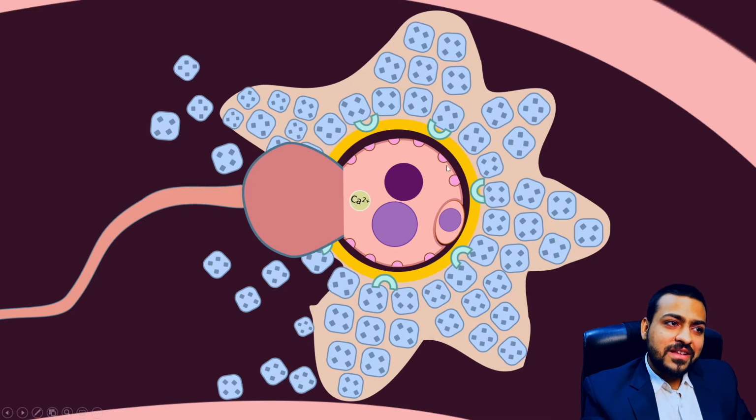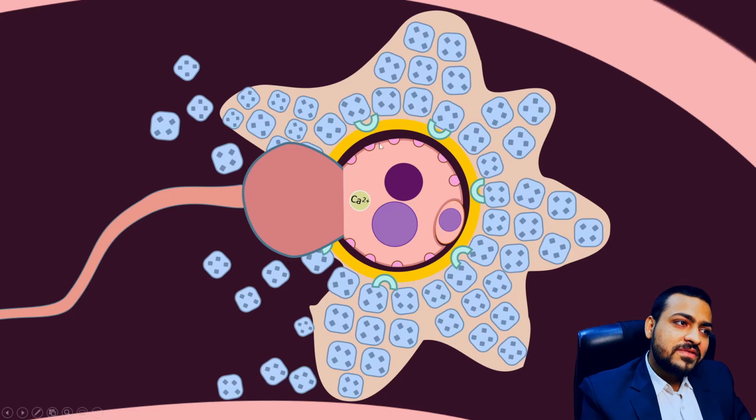So this space, ideally in humans and in mammals, should be called the perizona pellucida space. But I don't know why the embryologists named it perivitelline space. Truly speaking, it should be perizona pellucida space.